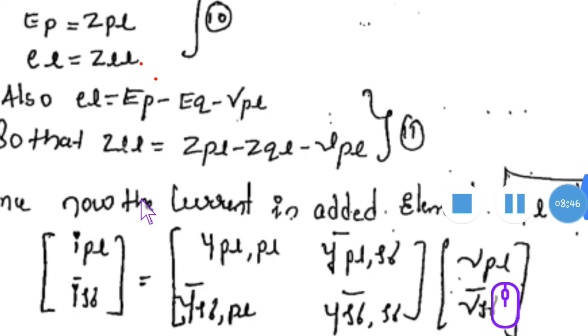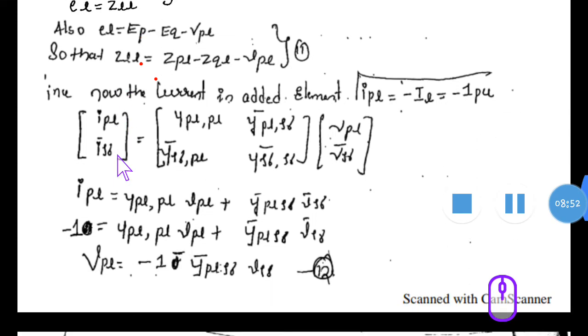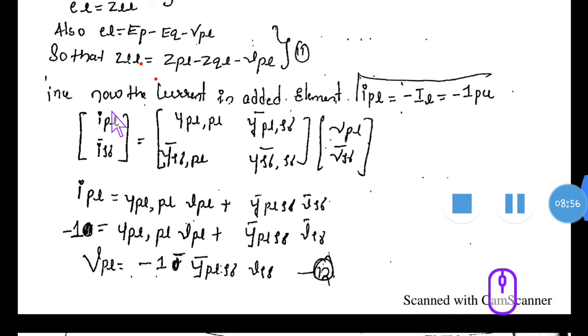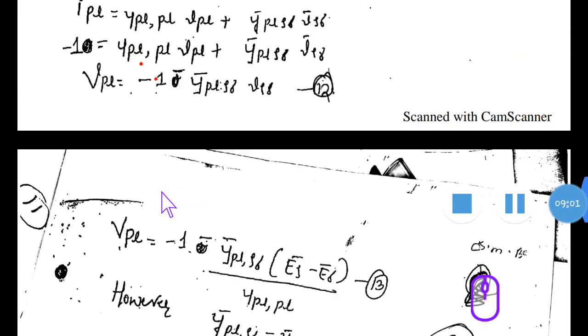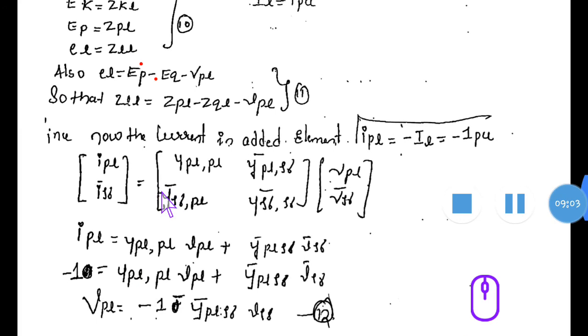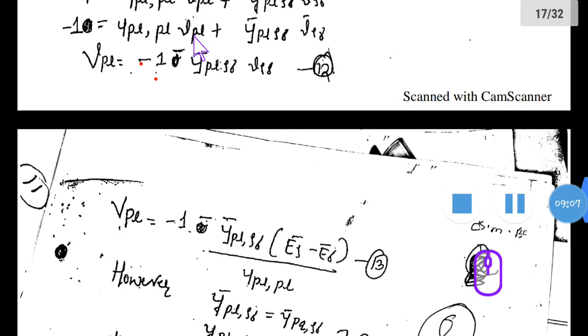So now you write EL is EP minus EQ minus VPL. Okay, same process you have to find out here. And what is the change here while doing the matrix? IPL will be minus 1 in this condition. That is the change, minus 1 we are getting. Before it was 0, now minus 1. Substitute minus 1, from this you get VPL. Once you get VPL, substitute it in this equation here. In this equation you have to substitute VPL once you get it from the matrix.